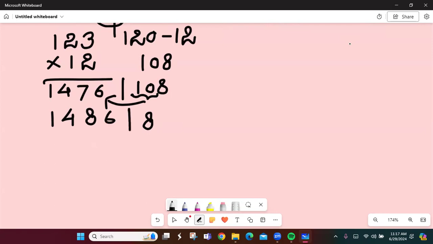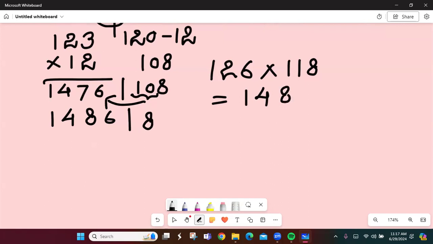And now write the product, 126 multiplied by 118. Write these digits together, 1, 4, 8, 6, 8. So the product will be 14,868.